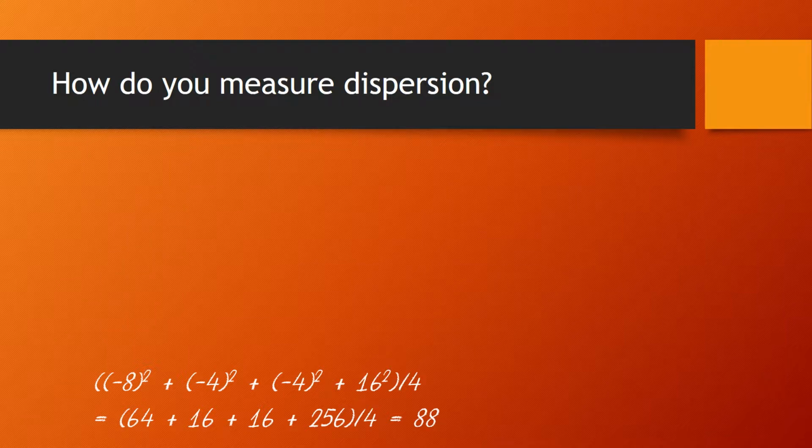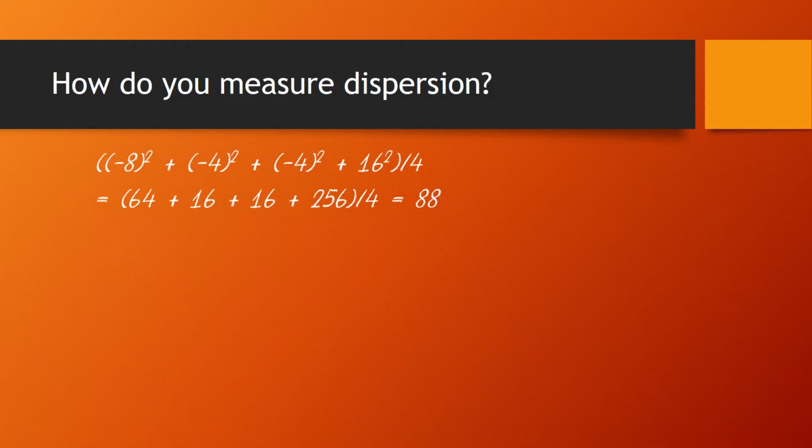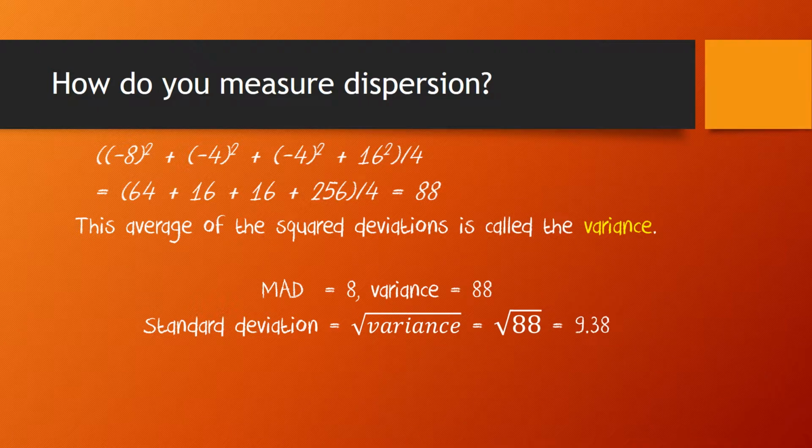So what do we do with this? Well, that calculation, that 88, is called the variance of our sample, or our population. And if you take its square root, you get what's called its standard deviation. So the variance is 88, and the standard deviation is 9.36, compared to the MAD value that we saw of 8. These are different measures of spread.